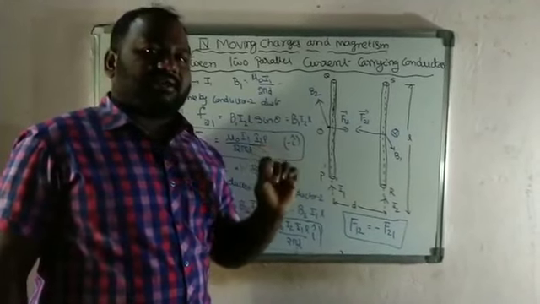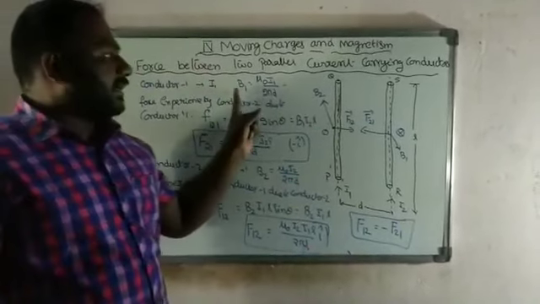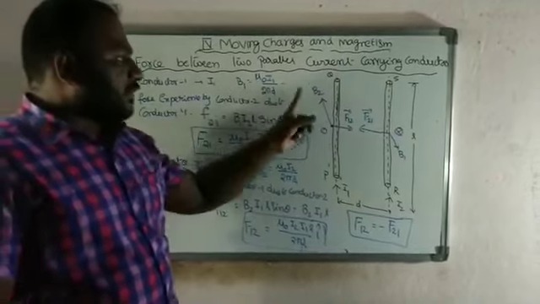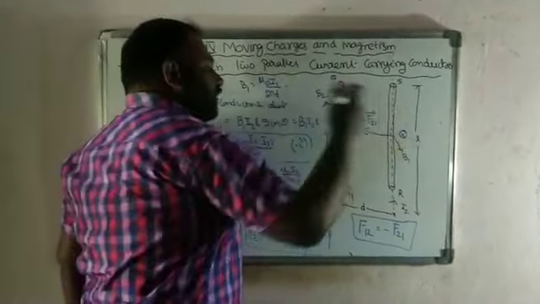Once again, see this derivation, an important one. If I consider conductor 1, it gives the magnetic field B1. The magnetic field at this point, according to the right hand thumb rule, is into the board.